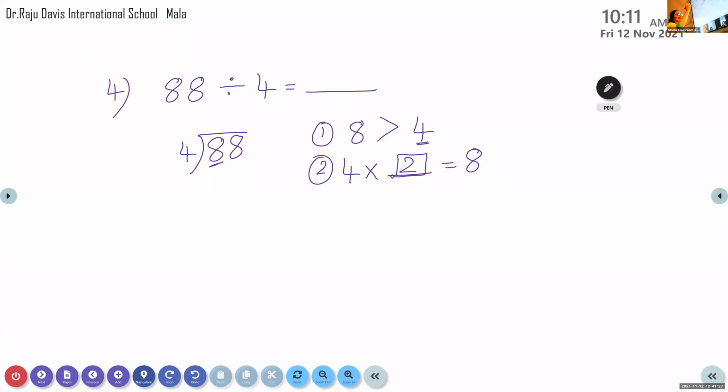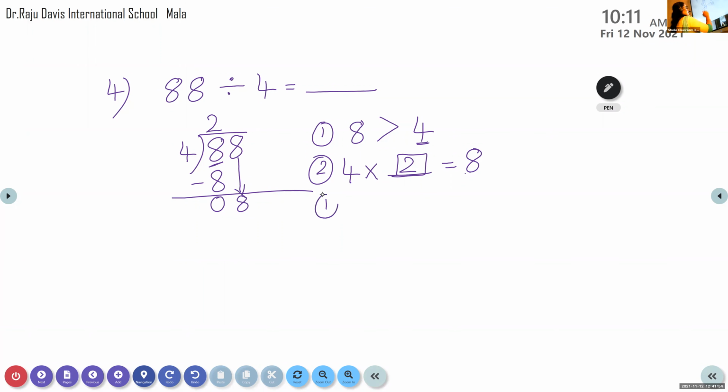Where will the 2 go? Up. 2 will go up, over here, above the 8. Now this 8 will come down. Then subtract it. 8 minus 8 is 0. Now what is to be done with the other digit? 8. You have to bring it down. Put an arrow and write 8 down.